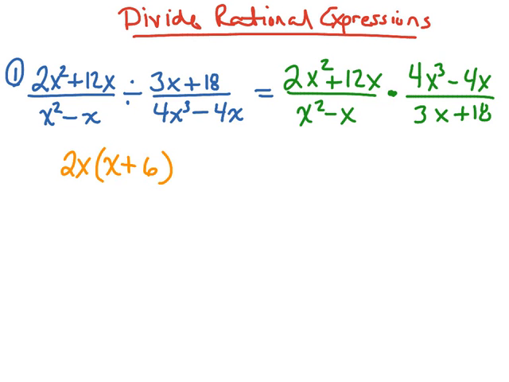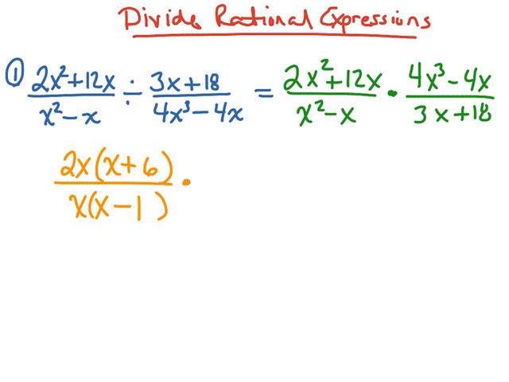So at this point, I'm done factoring my numerator. Now I'm going to go down to the denominator and factor x squared minus x. It also has a GCF, or greatest common factor, and it's x. x times x will give me an x squared, and x times a negative 1 will give me that negative x. So I've just completed factoring my denominator.